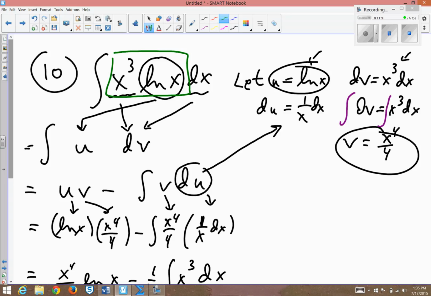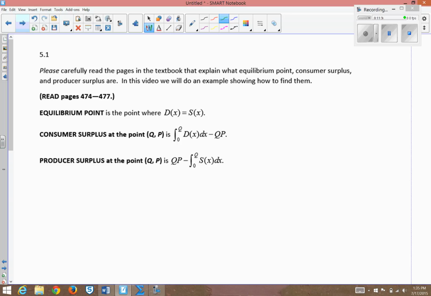The next section is Chapter 5, Section 1. So Chapter 5, Section 1. Please carefully read the pages in the textbook that explain what equilibrium point, consumer surplus, and producer surplus are. Read those pages in the textbook to see what these things mean. In this video, we will do an example to show how to find these things: equilibrium point, consumer surplus, and producer surplus.